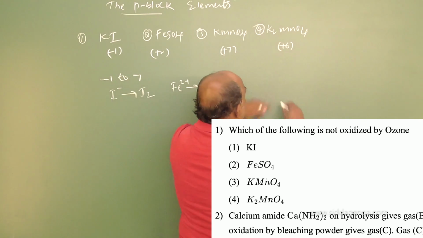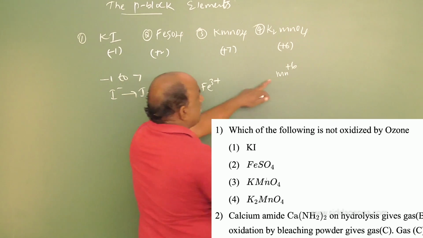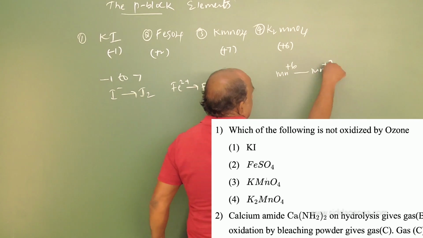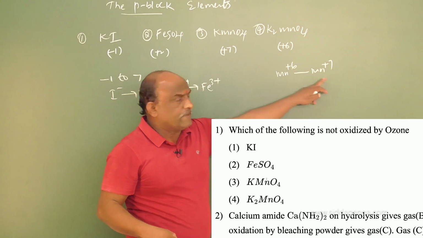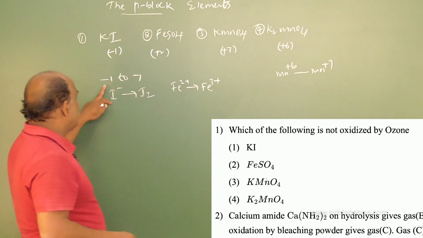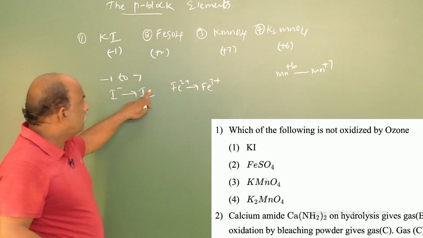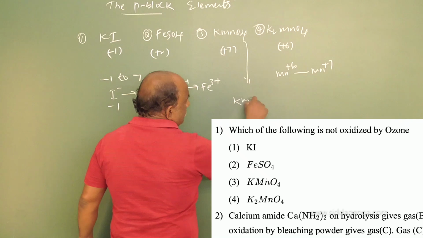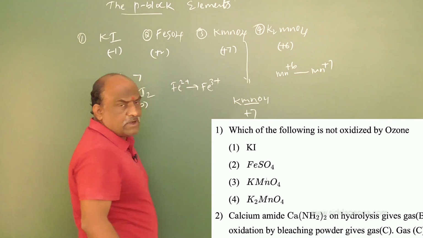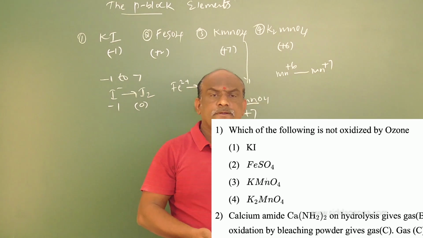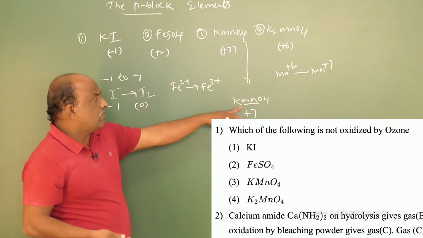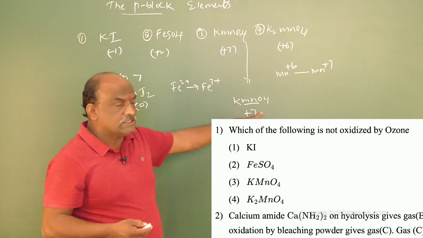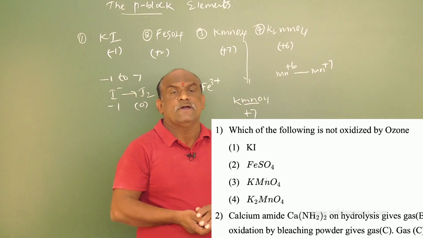While coming to option number 4, manganate salts. Manganate salts means Mn+6. Mn+6 manganate salts are oxidized to permanganate salts. Mn+6 oxidized to +7. Fe+2 oxidized to +3. Iodine -1 oxidized to I2, I2 means 0, -1 to 0. So what about the remaining compound? Remaining compound is KMnO4. In KMnO4, the maximum oxidation state of manganese is +7 only. So manganese cannot be further oxidized because of the +7 maximum oxidation state.